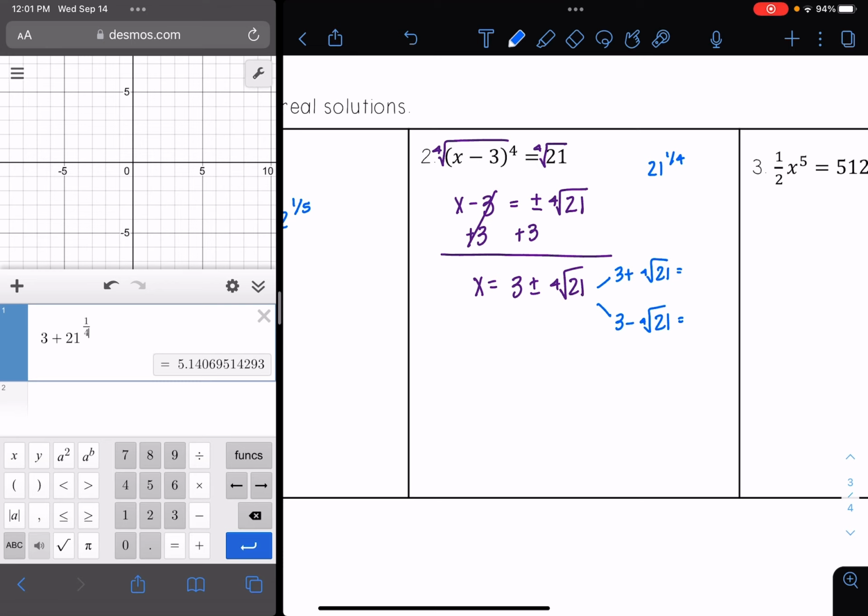So I have 3 plus 21, pick that a raised to the b button, and then 1 divided by 4. And rounding that, I get 5.14. And then changing that plus to minus, I get 0.86. So I can say x is approximately 0.86 or 5.14.